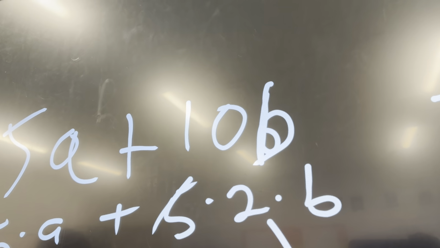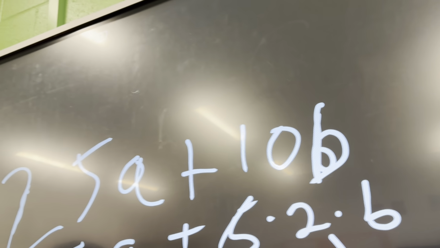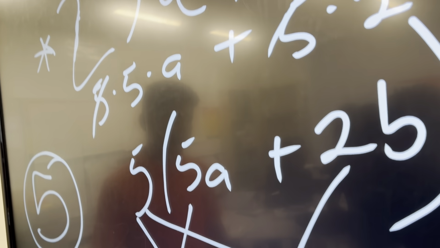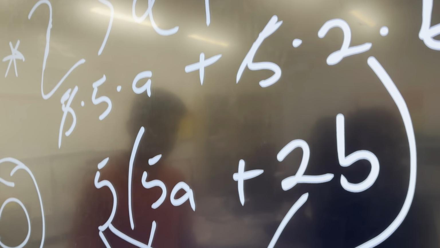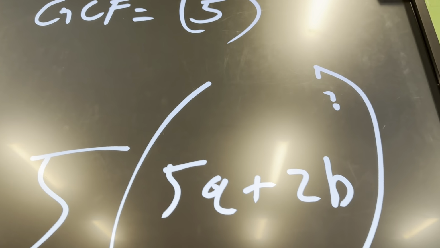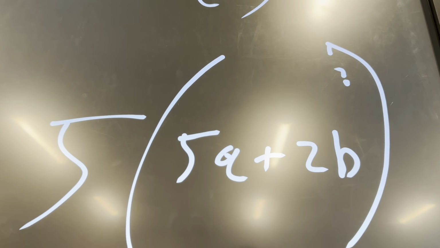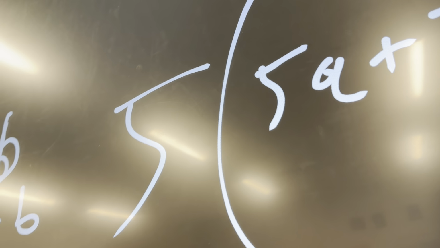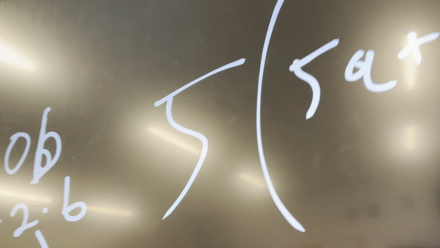So I take the 5 out. What was your greatest common factor? The greatest common factor is 5. Okay, so then I bring it over here, and I take the 5 out of the equation. Taking the 5 out leaves 5a, or 5 times a, plus 2b.